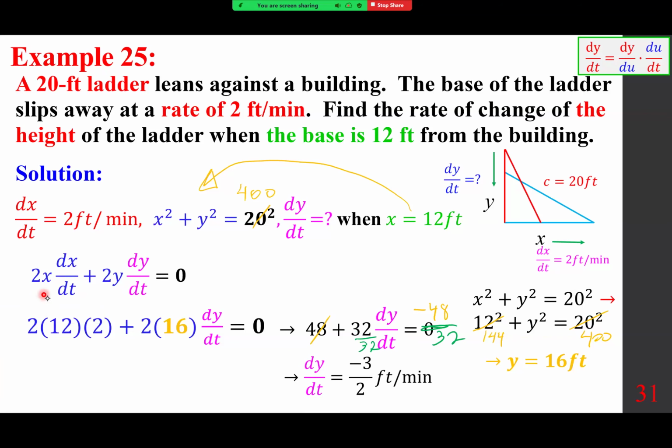As I mentioned before, x is increasing, dx/dt is positive, y is decreasing, dy/dt must be negative, and it is. See, the rate of change is negative. If they say find the rate at which the height is decreasing, then because they said decreasing, you report it as positive.